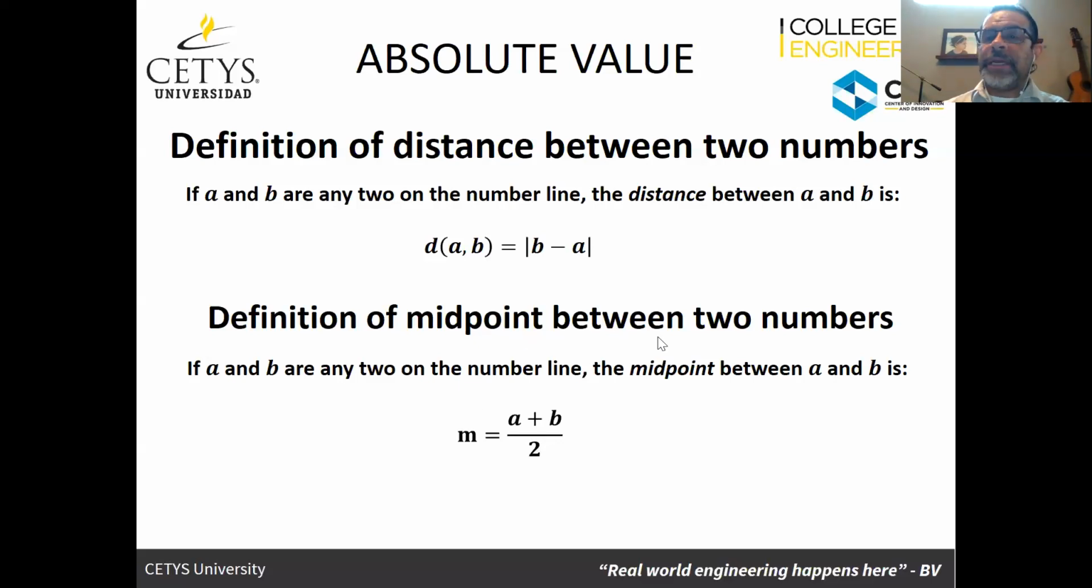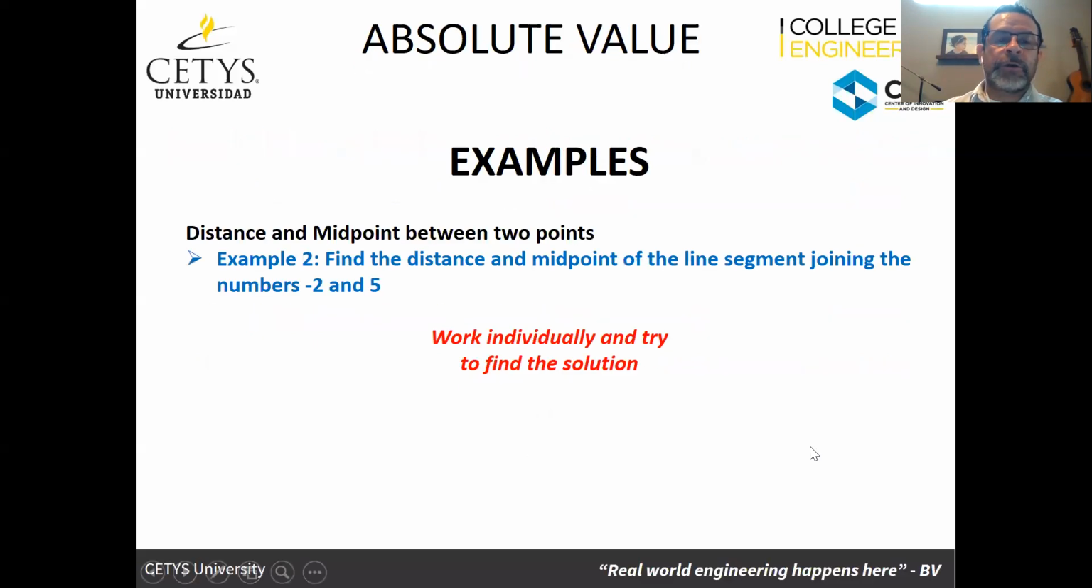I'm interested in how many units or how long is the section between those two numbers. And then the definition of the midpoint between two numbers is going to be the addition of the numbers divided by 2. Okay, and let's see a couple of examples of this, the distance and midpoint between two points. It says find the distance and midpoint of the line segment joining the numbers -2 and 5. Okay, so how could we do this?